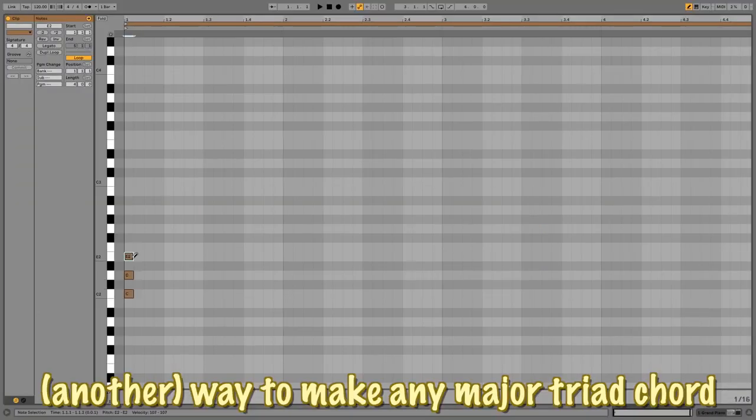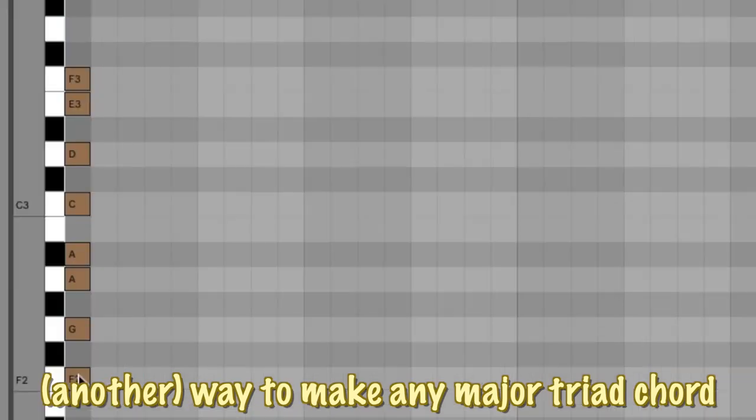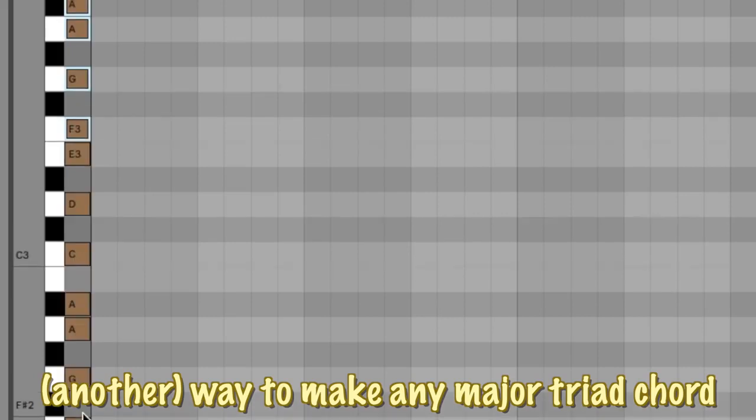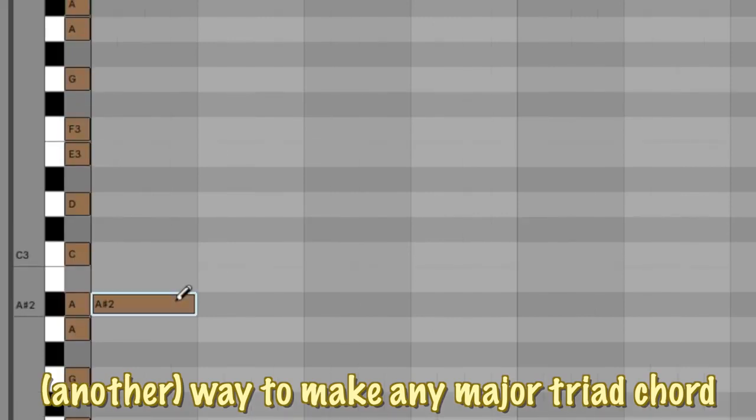Another, even quicker way to remember major triads is to draw in a major scale, using the trick previously described. Let's pretend I want to be in F major. Now, pick any note to be the root of my chord. Let's say A sharp. From here, draw in a note at every other key in the scale moving upwards. In this case, we skip over C, the next highest note in the F major scale, draw in a note at D, skip over E, and draw in a note at F.